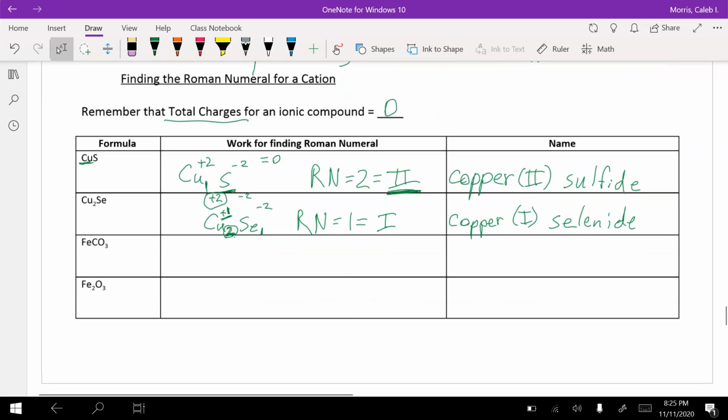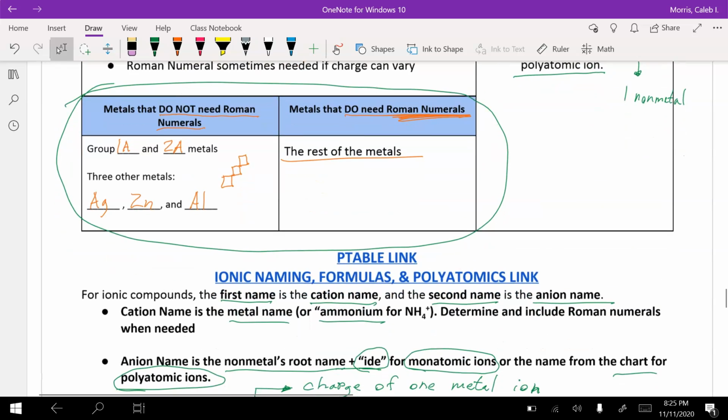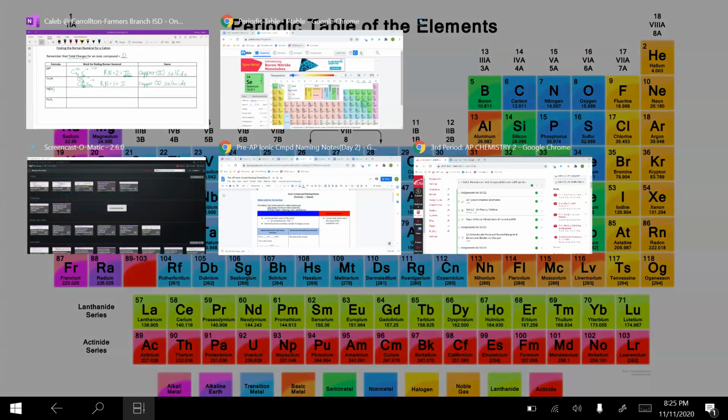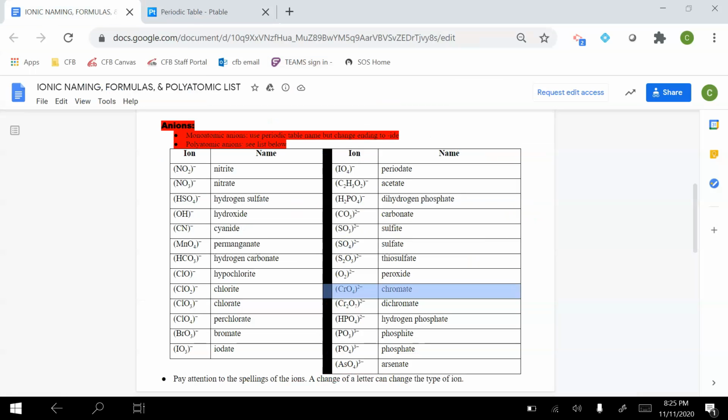See if we can do another couple of these. FeCO3, you notice we've got more than 2 elements here. So this has to be a polyatomic ion, CO3. This is when we would look at our polyatomic ion list, which is linked right up here. You could click on that link and it'll take you to it. I've already got it open right here. And the ion that I'm looking for is CO3, I believe, which is right here. That's carbonate. CO3 with a -2 charge.